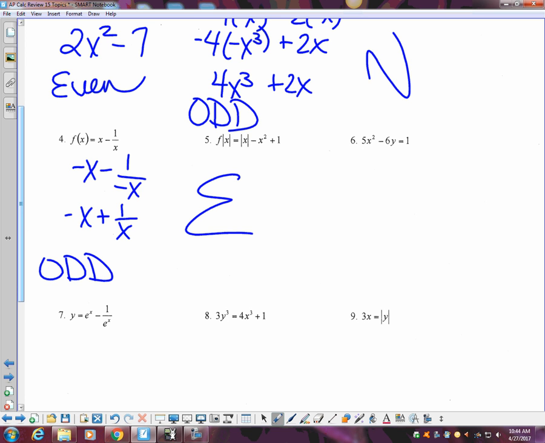Okay, now, how is this guy different? He's got y's. Plug a negative in for both your x and both your y. Plug a negative in for your x, what happens? Eats it. Plug a negative in for your y, changes. So what's the deal? One eats it, one changes. Neither.